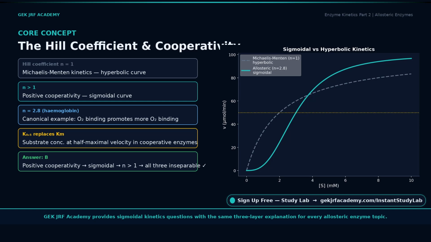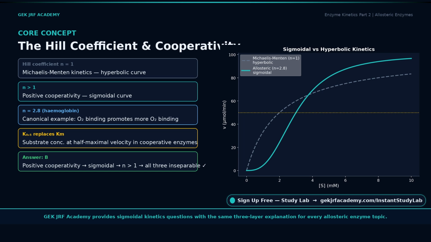The core concept. The Hill coefficient, N, is the central indicator of cooperativity. When N equals 1, the enzyme follows standard Michaelis-Menten kinetics. A hyperbolic substrate velocity curve. When N is greater than 1, the enzyme shows positive cooperativity. Binding of the first substrate molecule increases the affinity of remaining subunits for substrate. This produces the sigmoidal curve.